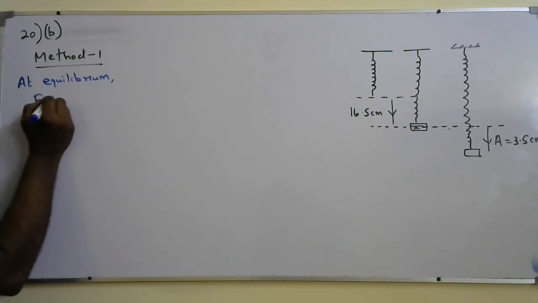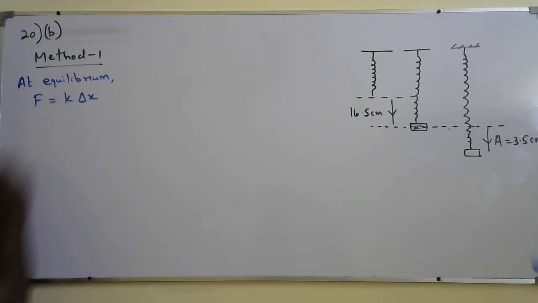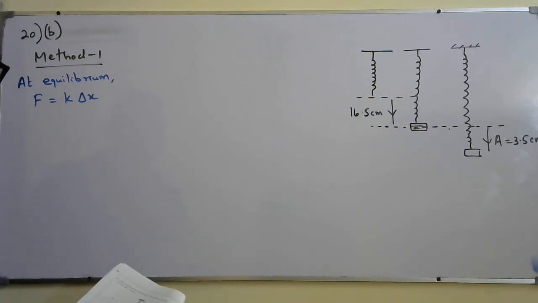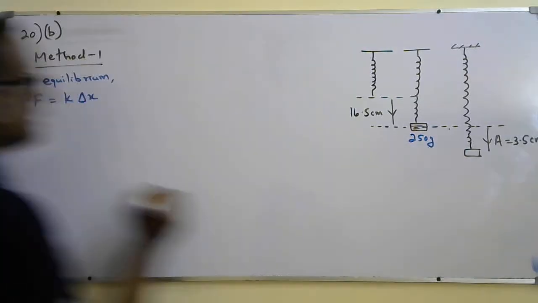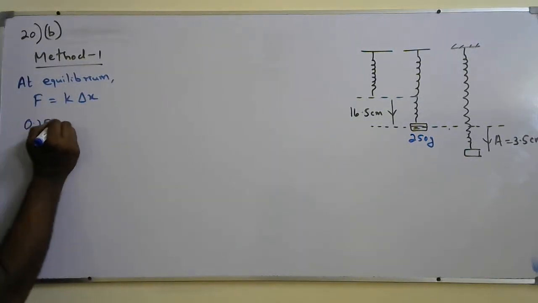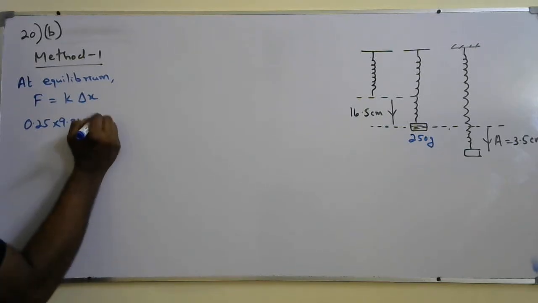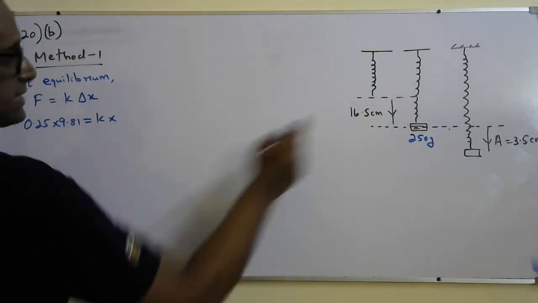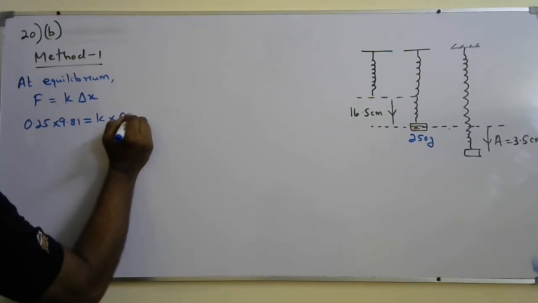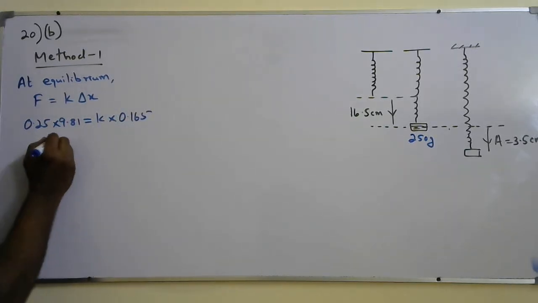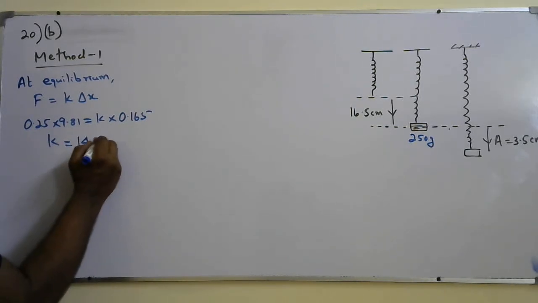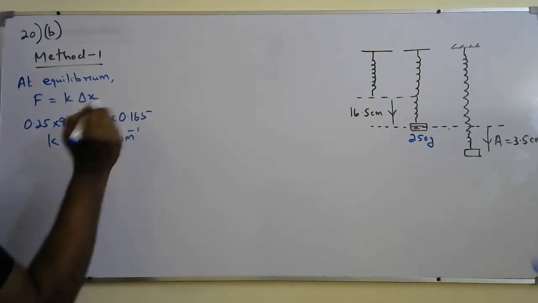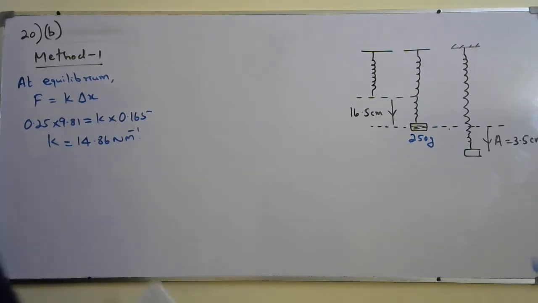I can say F equal K delta X. That's Hooke's law. Force, we know the mass which is attached, 250 grams. So that is 0.25 into 9.81 equal K times the static extension 16.5, so 0.165 meter. Find the K. So K will be 14.86 Newton per meter. Right.